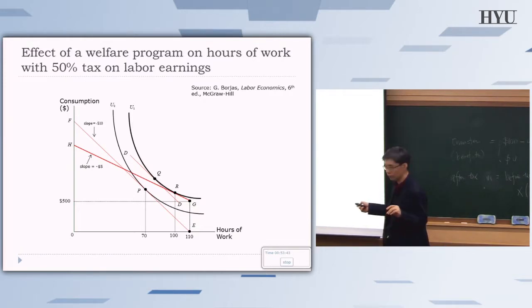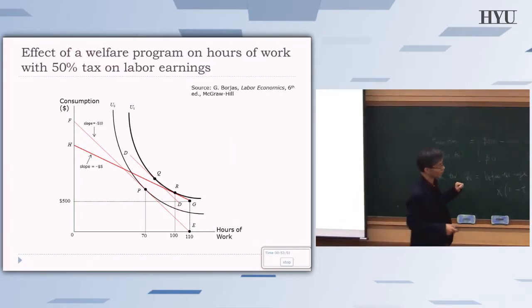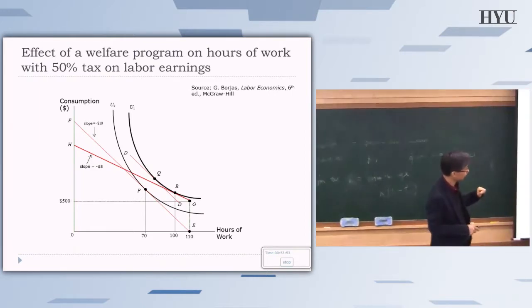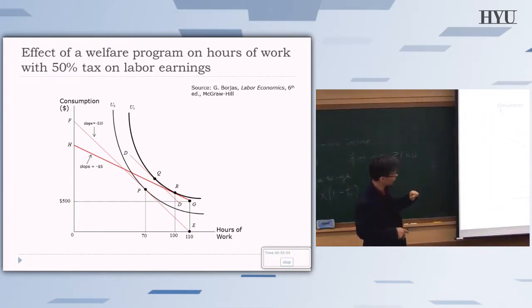What is the optimal choice? Q or R? R, right? R is on the new budget line. Okay, now what happens here is that let's look at the substitution and income effect.